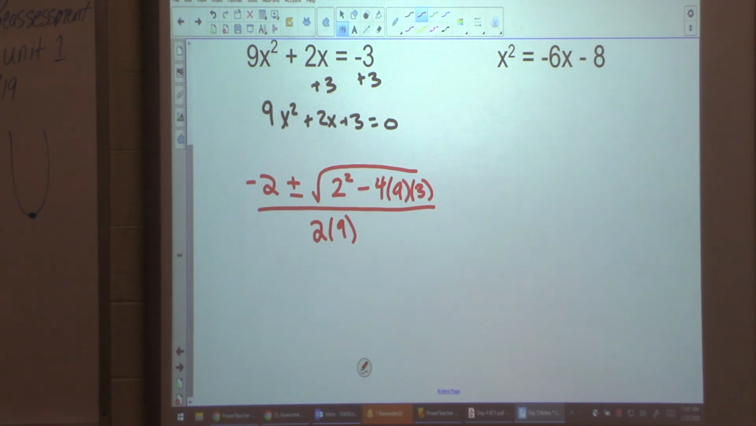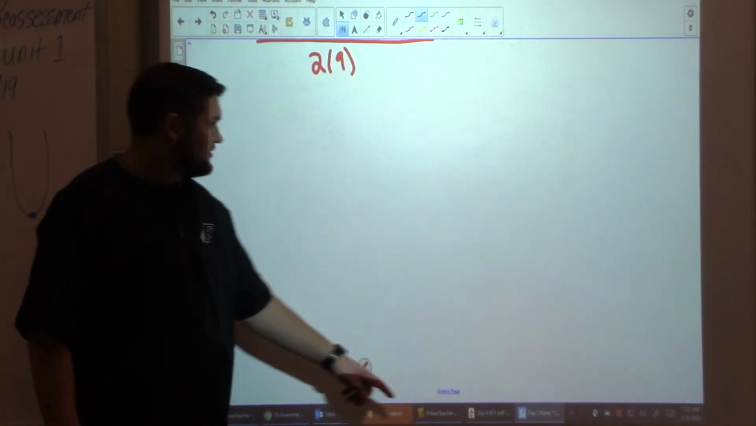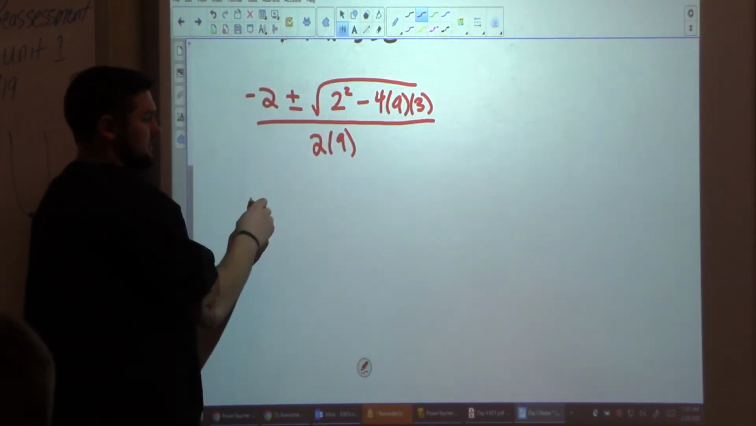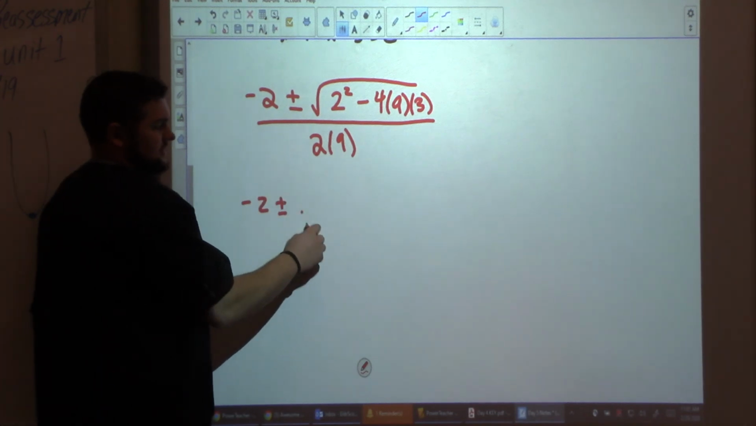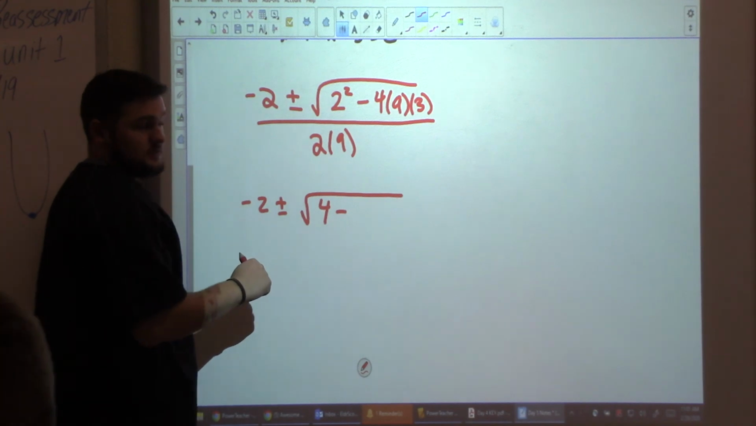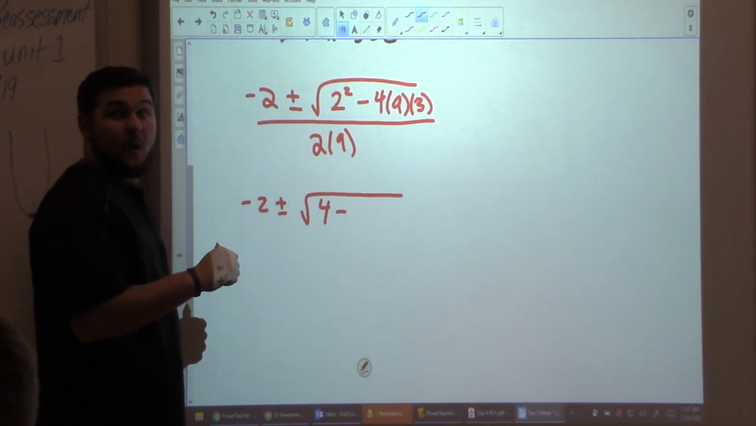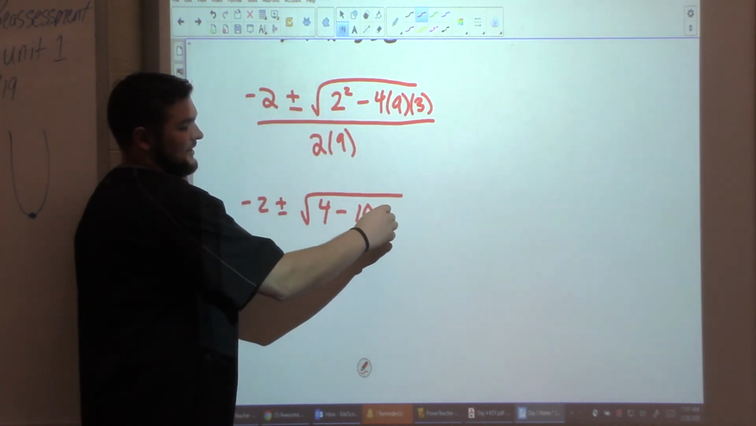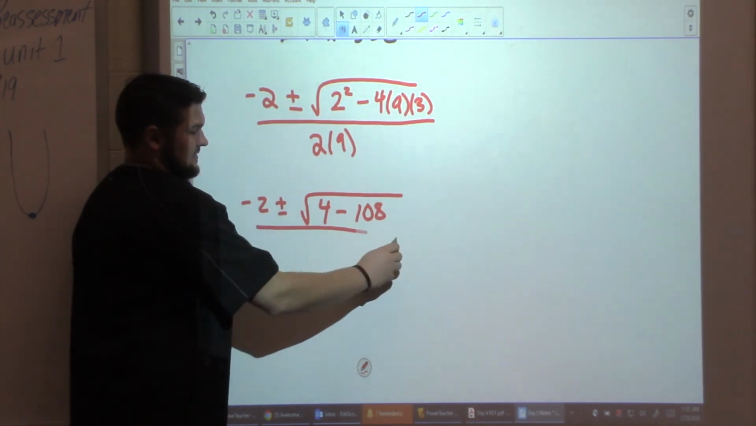Negative b plus or minus square root of b squared minus 4ac all over 2a. So once again, guys, do what's under that radical first. Do this part first. Negative 2 plus or minus the square root of 4 minus 4 times 9 times 3, which is 108, over 18.